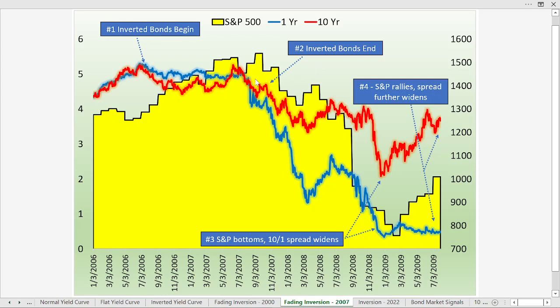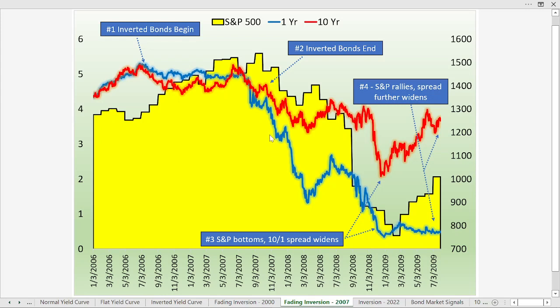Again, the inverted bond market ends. Those two yields are very close together, and the S&P 500 is not really going down. It actually went up a little bit from the time the inverted bond market began. But then, number three, the stock market crashes in 2008.